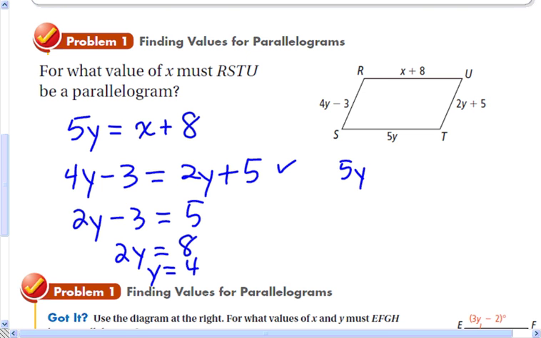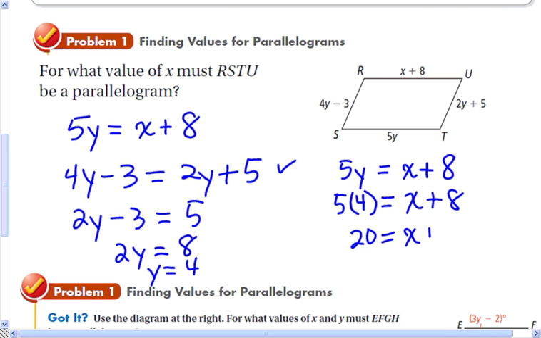And then using the other equation, 5y equals x plus 8, we can substitute the value we just found for y, and we get 20 is equal to x plus 8. Subtract 8 from both sides, and we see that x is equal to 12. And just to check that, you might want to substitute 12 in for x. So 12 plus 8 here, and that gets us 20.